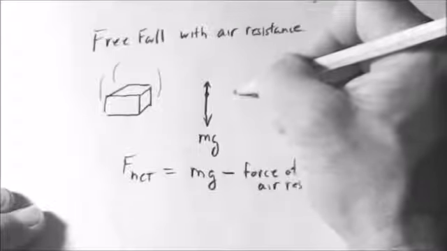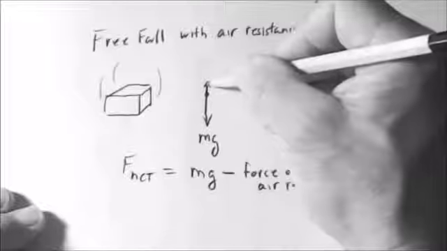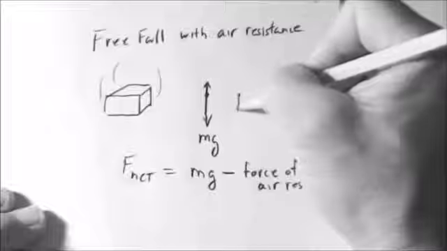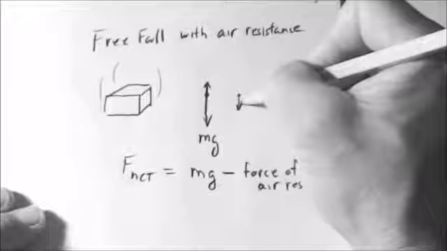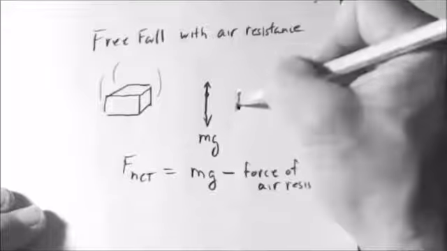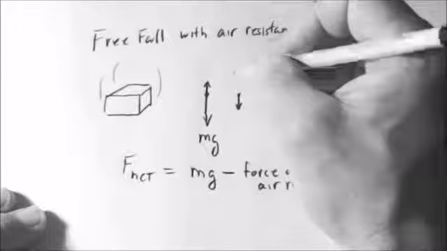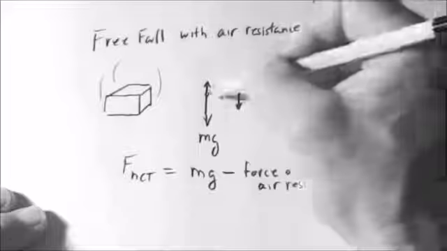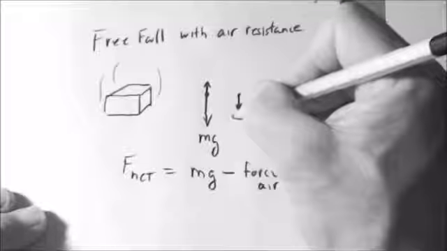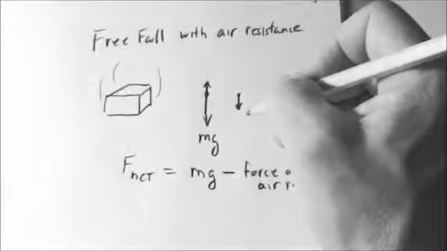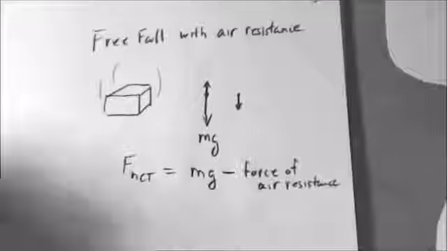So it's helpful now to subtract this vector from this vector, and then your resultant, like we talked about before, is a smaller vector, but it still exists in the downward direction. So this is the free body diagram, and this is the resultant. Okay? All right.